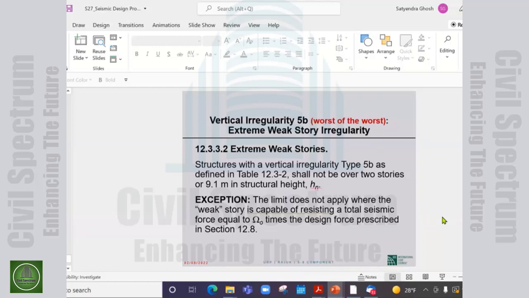So a true tubular structure you cannot build, definitely not in seismic design category D. Okay. Now, lower seismic design category, you can do it. What was the question? No, the question was just the response modification factor for tubular.